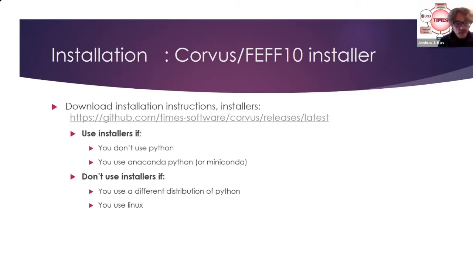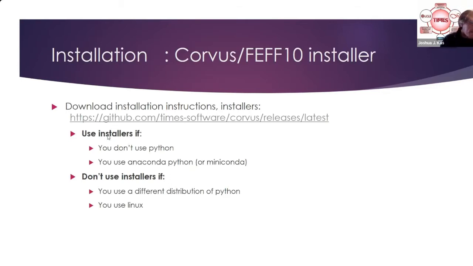So first thing is you can go to the website here, github.com/software/corvus/releases/latest, and I will post that in the chat to everyone, so you can have it. And this will always give you the latest release, so that you can have that.